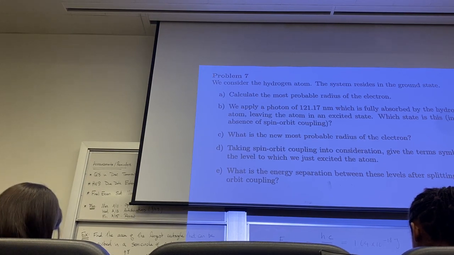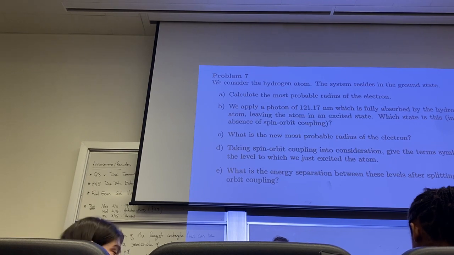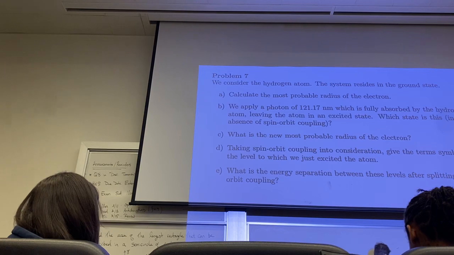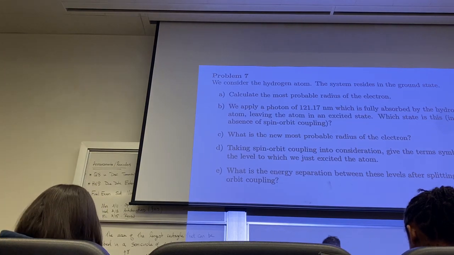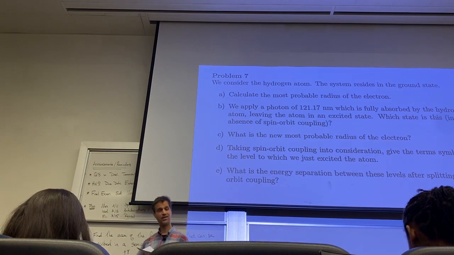Okay, so next, what is the new most probable radius of the electron? This is kind of the same calculation we did before, but now the electron is in another state, namely n equals 2. So I'm going to just do exactly the same calculation as in question A and see if there's going to be a difference or not. I expect yes. I expect the most probable radius to be a number that is not smaller but higher than the Bohr radius.